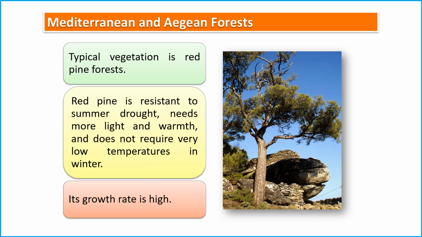The Mediterranean and Aegean forest zone, with its red pine-dominated vegetation, reflects the adaptation of red pine to the specific climatic conditions of the region. The ecological characteristics of this zone contribute to the overall biodiversity and ecosystem services in the Mediterranean and Aegean areas.